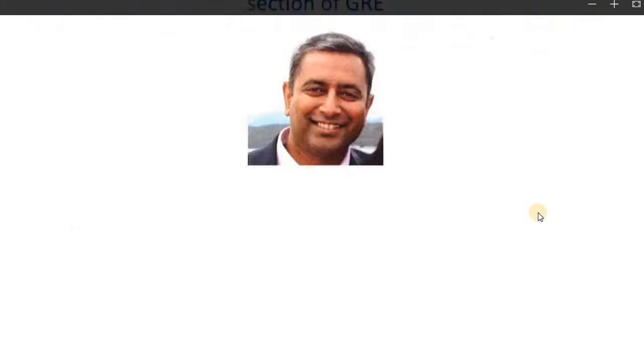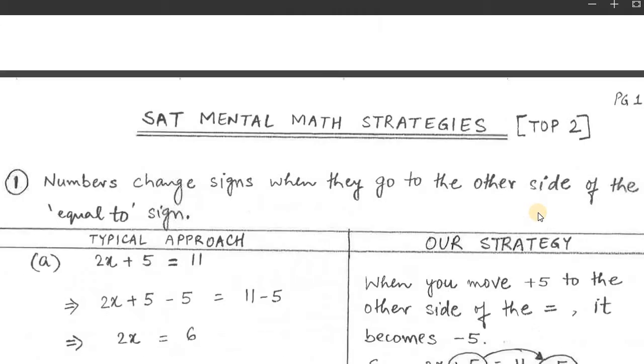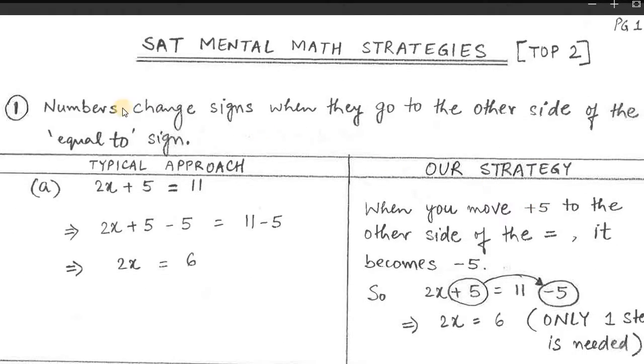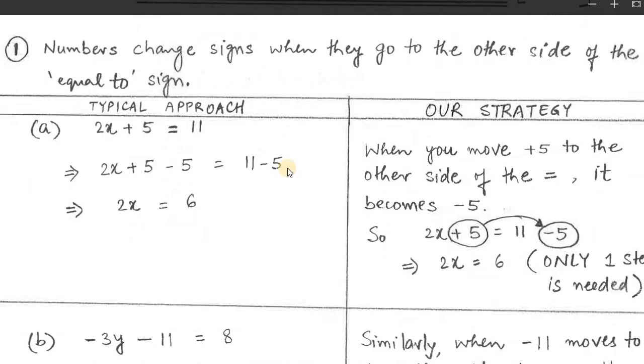So just moving on to the first strategy. Numbers change signs when they go to the other side of the equal to sign. So that's captured in the strategy on the right.